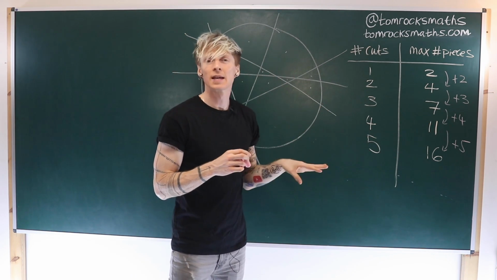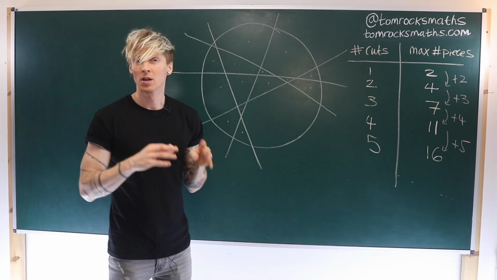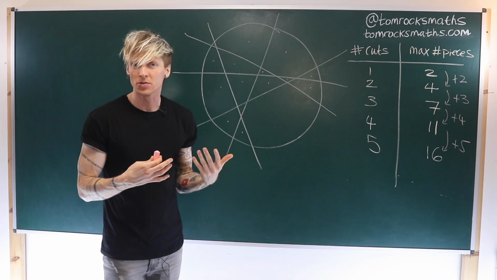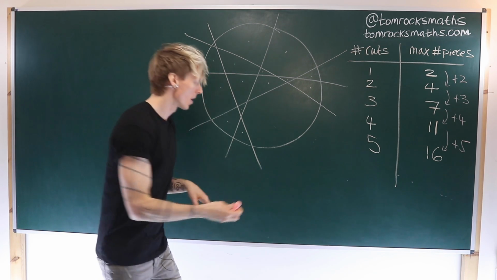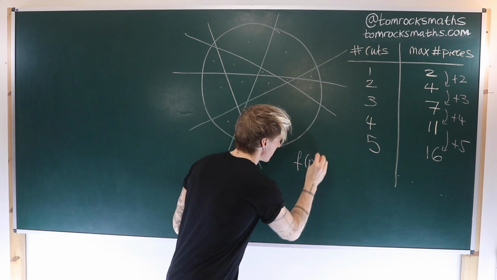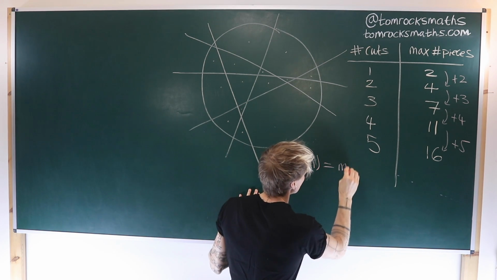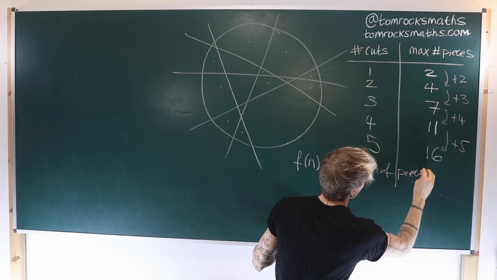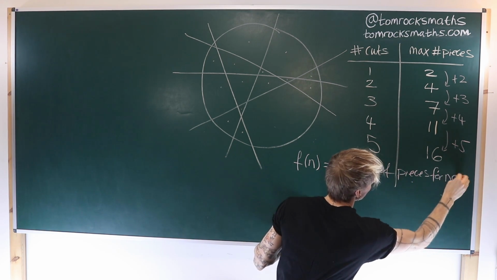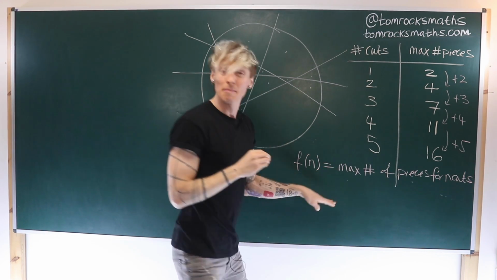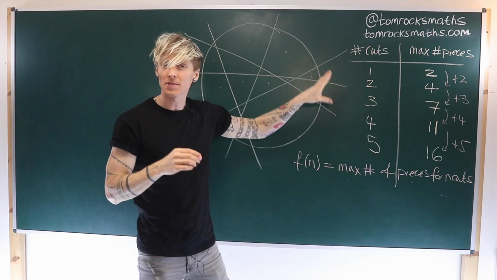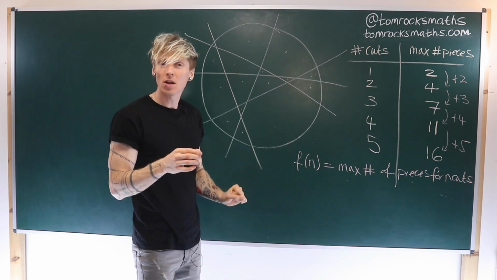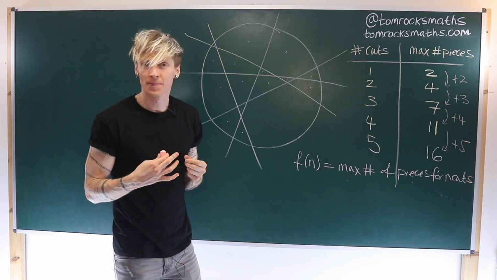So what we've got here is actually a type of recursion relation. And we're going to write down a formula using that kind of approach. Let's define a function f, where f of n is going to be equal to the maximum number of pieces for n cuts. So our input is the value of n, the first column of our table, and the output, f of n, are the values in this second column, and of course that's what we want to know.